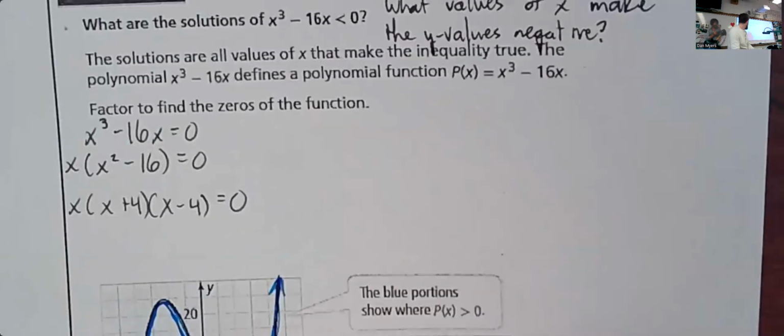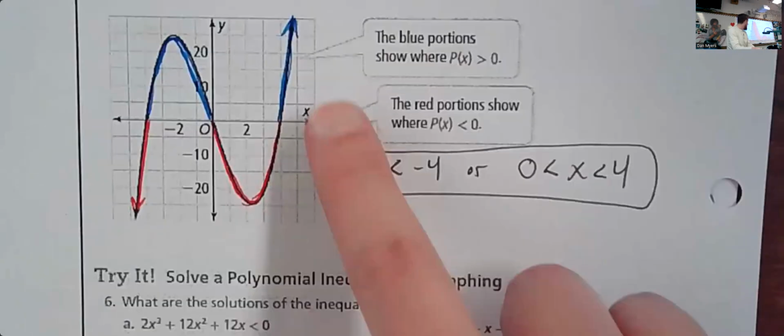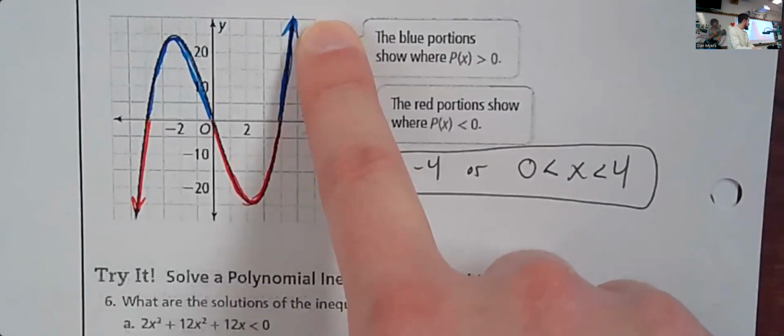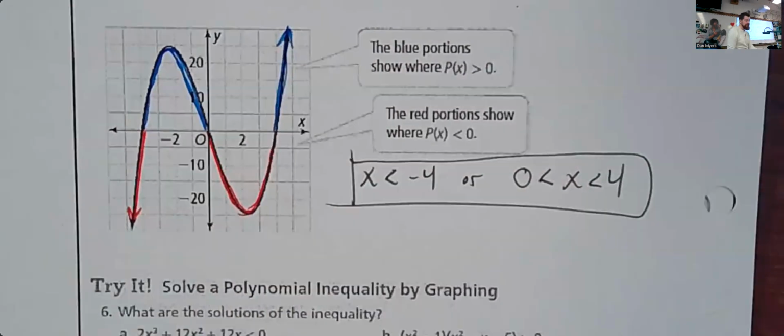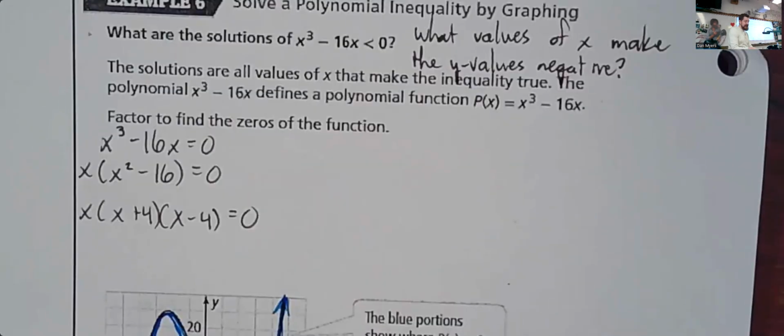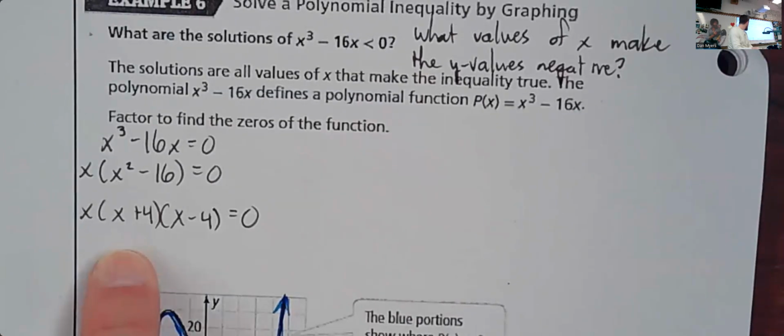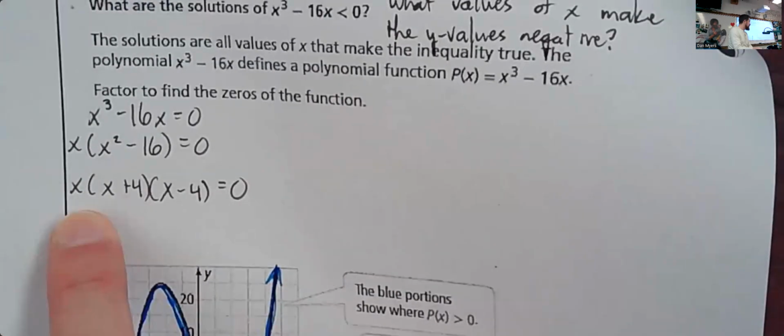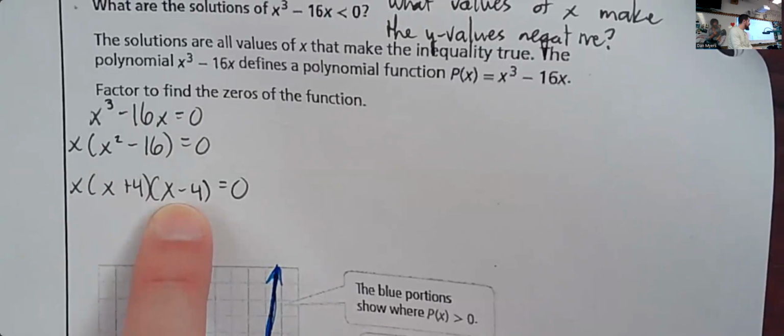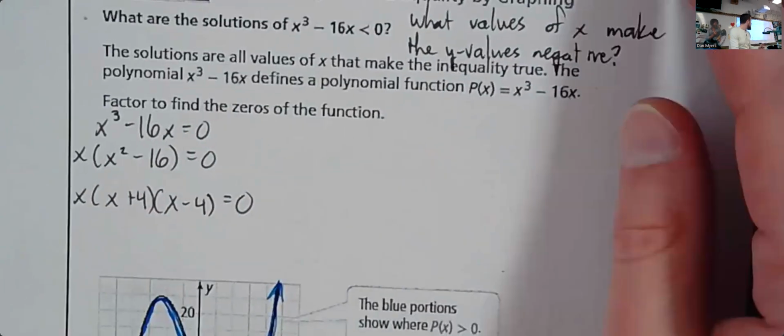It's going to go positive when x goes to positive infinity right here, based on what we know about a cubic function or an odd function with a positive lead coefficient. So it's going to go from underneath the x-axis to cross it at -4, go above, come back down at 0, and then come back up above at +4. So that is going to be our process here.